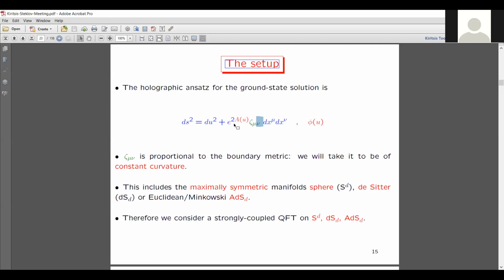The scale factor is still there, the scalar is still there, and these are functions of the radial coordinate. Zeta mu is a constant curvature metric, and this class includes boundary metrics of the maximally symmetric manifolds like the sphere, de Sitter space, or anti-de Sitter space, of Euclidean or Minkowski signature. So if I solve my equations with this ansatz, essentially I am considering RG flows of strongly coupled holographic quantum field theories on the appropriate curved manifolds.